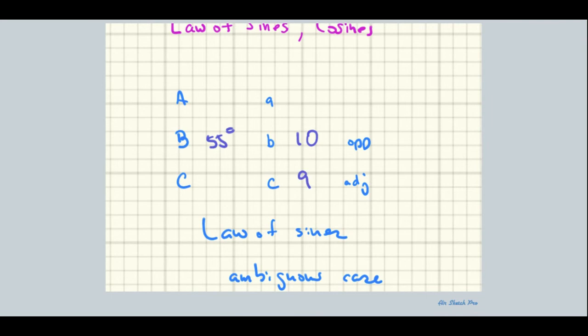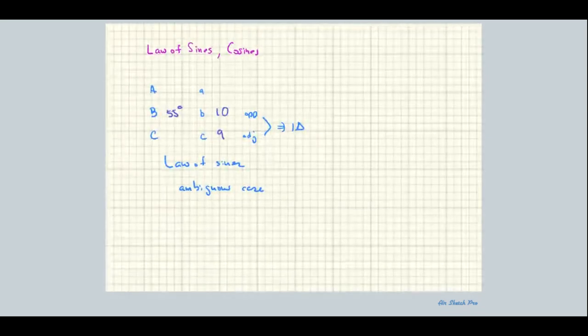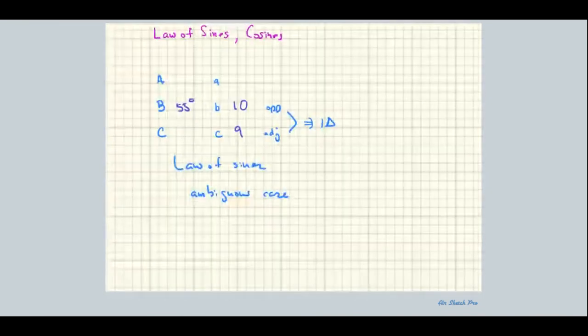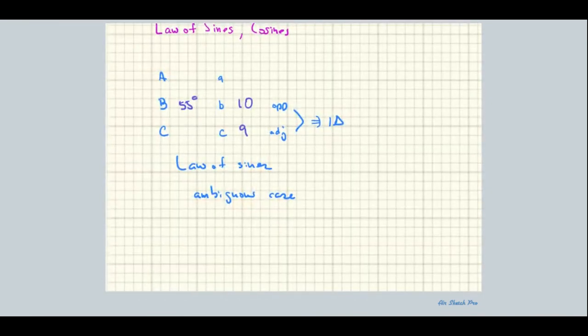Opposite's greater than adjacent, so one triangle, which is nice because you have fewer numbers to solve for. So here we go. We're going to find angle C, and your calculator is going to give you the right answer. We'll use that to find angle A, and then we'll use that to find side A.